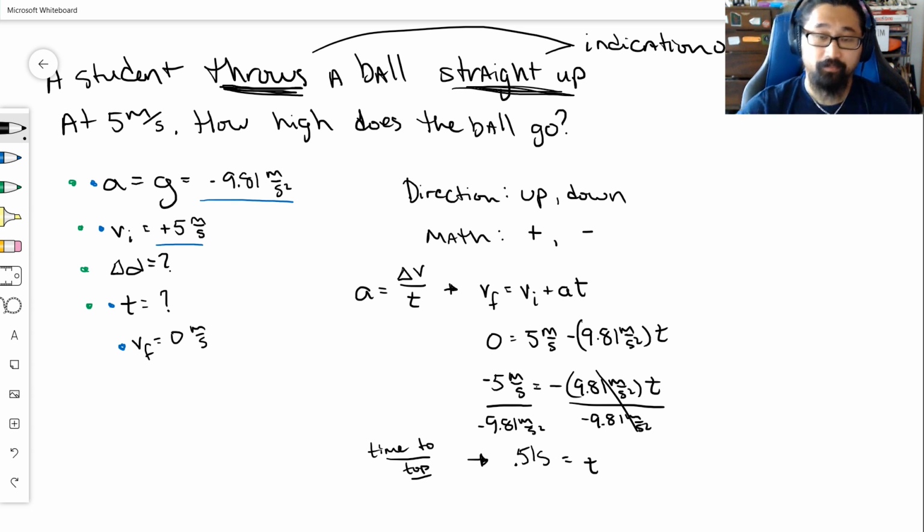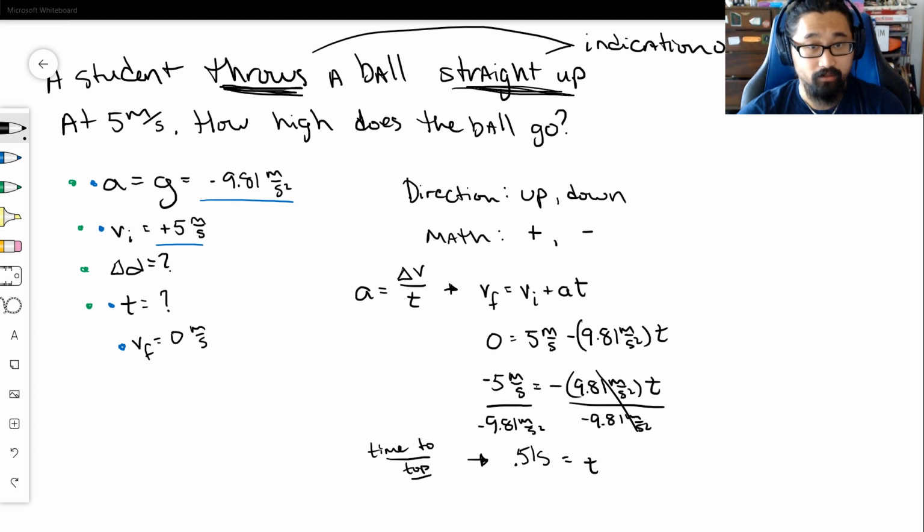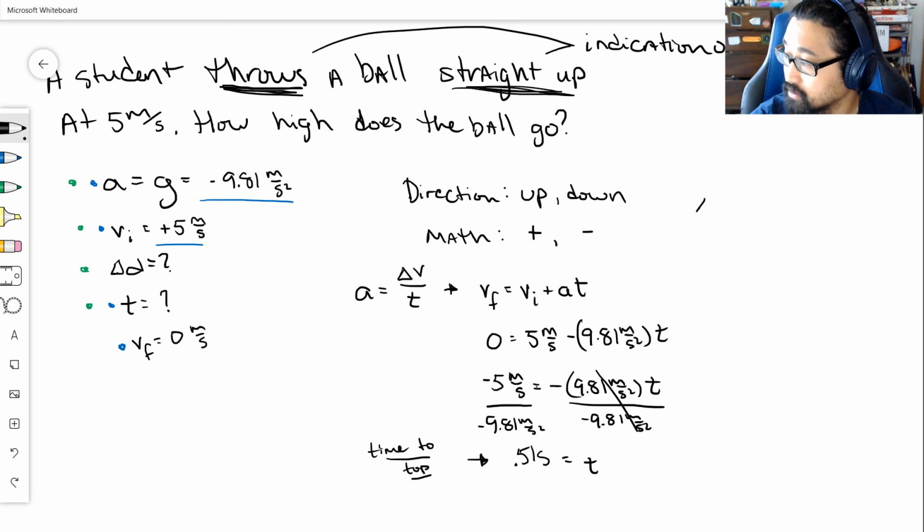Right? Because again, I know that it's traveling a certain speed. It has to get up to the top. I'm looking for how far does it go at the top. So I have to go from its initial spot and its final spot. I'm considering the very top. I know that it stops at the top. So it takes 0.51 seconds to get to the top. Now, I can do the change in distance is initial velocity times time plus 1/2 acceleration times time squared.